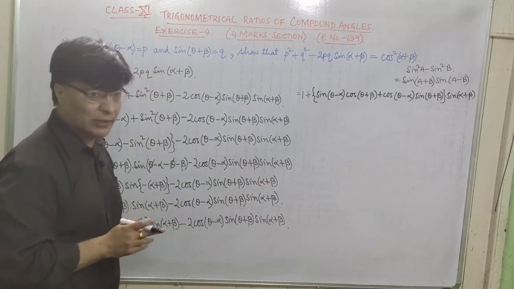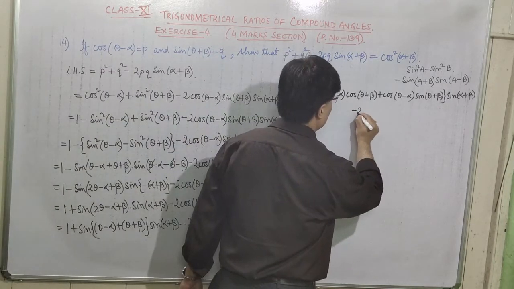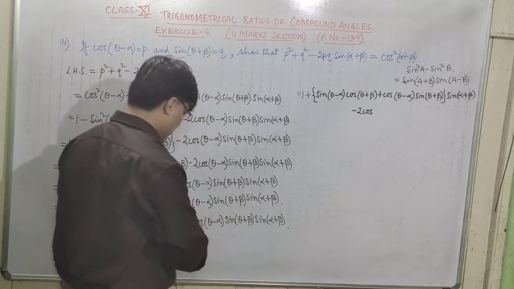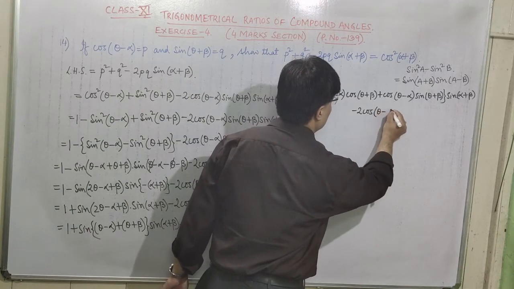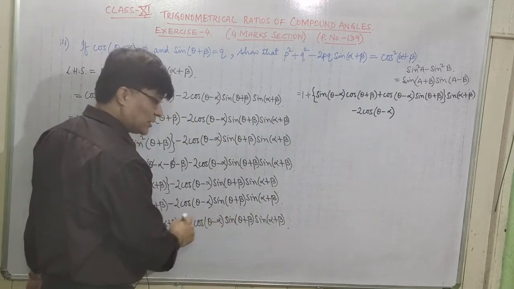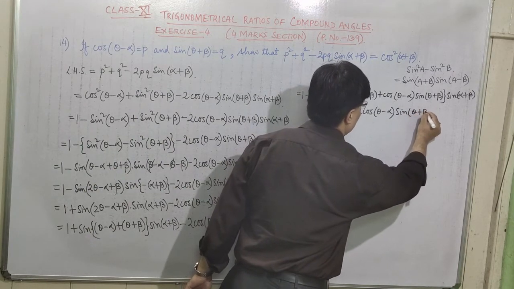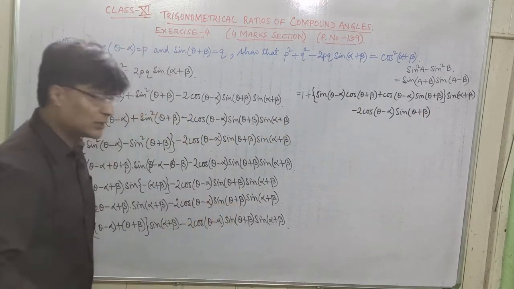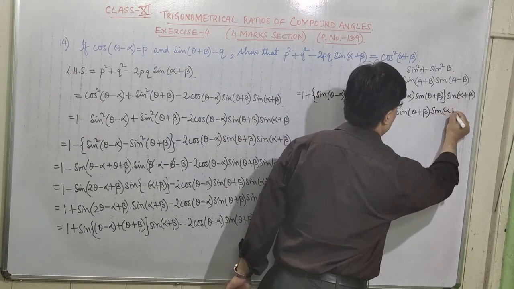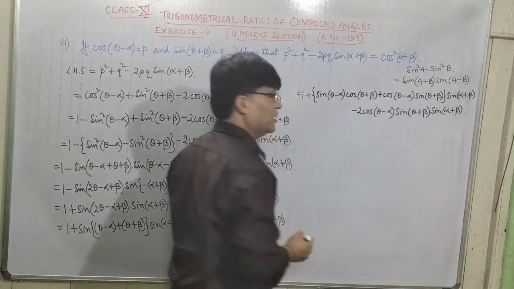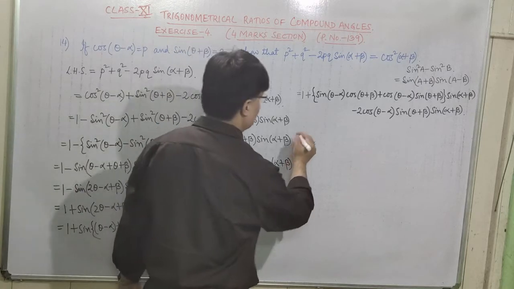As there is no space there, let us write it in the next line. That is minus, this is the continuation line, right? Minus 2 cos of theta minus alpha, sine of theta plus beta. Then you should write sine of alpha plus beta. Is that clear? So next, let us simplify it.